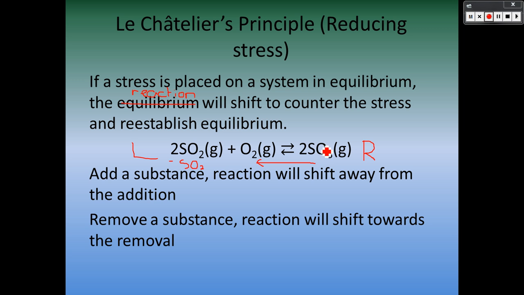If we took some SO3 out, then the reaction is going to shift to the right. So let's say we're trying to produce SO3, and we get some, and we have a way of removing that from, say, our beaker or whatever, then we're going to produce more SO3 because that equilibrium is going to want to shift right to reestablish itself.